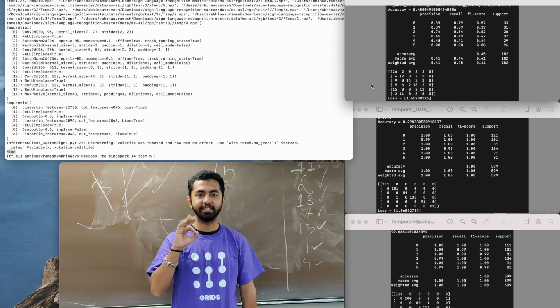Basically what we did is one of the models was just the optic flow data, which basically shows how the pixels are moving across a series of frames, and the other data is just a stack of frames.